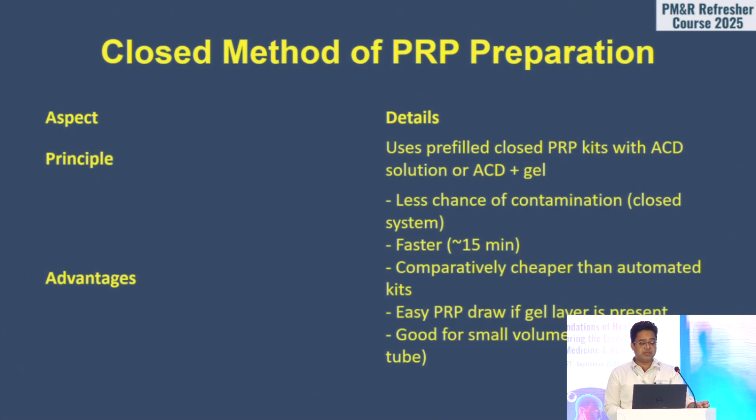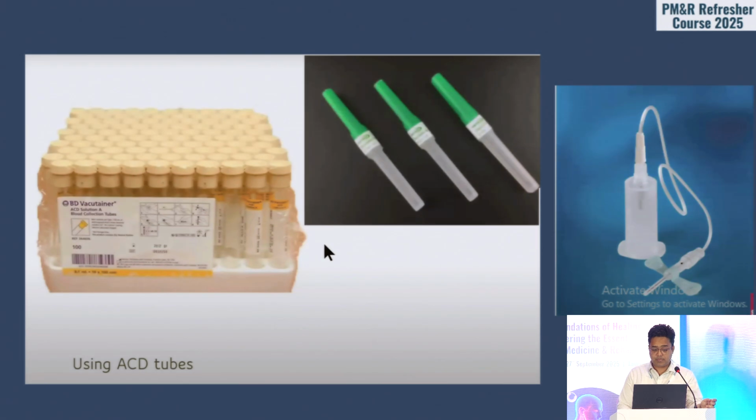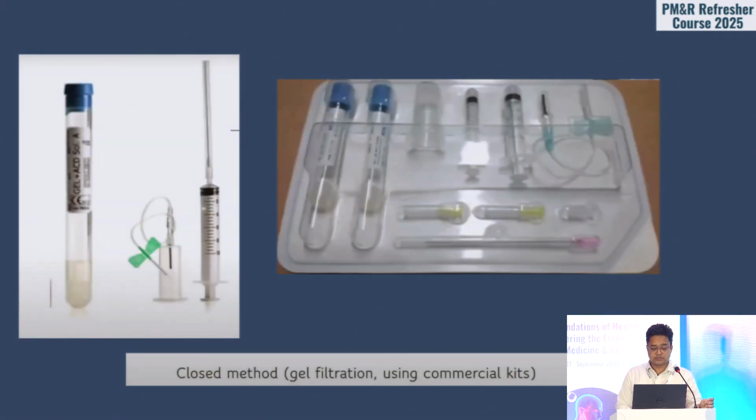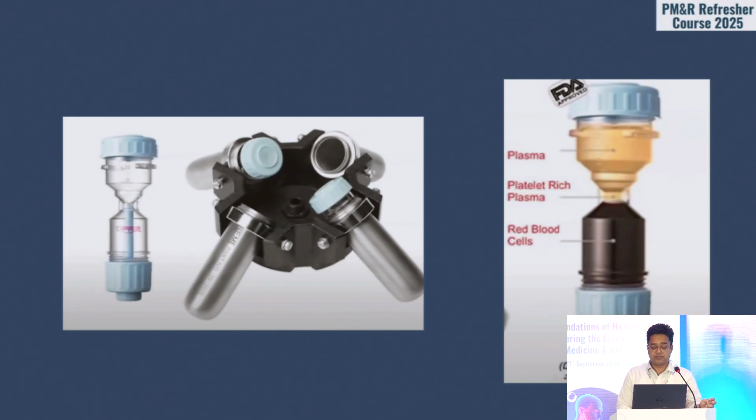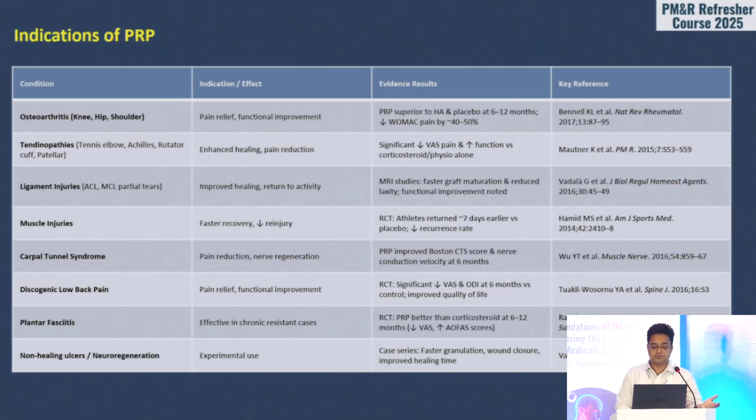And the closed PRP method: the principle is to use a pre-filled closed PRP kit with ACD solution or ACD gel. There are fewer chances of contamination as it is a closed system, it acts faster, is comparatively cheaper than automated kits, makes PRP draw easy if a gel layer is present, and is good for small volume. And some clinical use kits. This is the Dr. PRP kit, which is FDA approved.